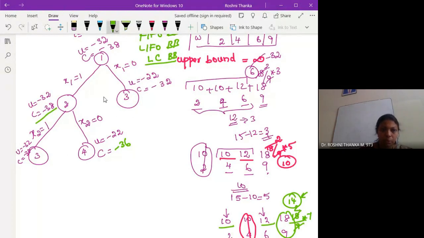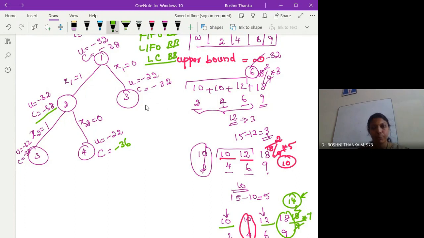As I told, whichever has the lesser cost, only that one we have to proceed with. And if you see the cost also, this cost is equal to this, no problem. This cost is also lesser than this, so no problem. And this cost is also lesser than this, so no problem. We don't want to kill any of these nodes. I hope you got it.